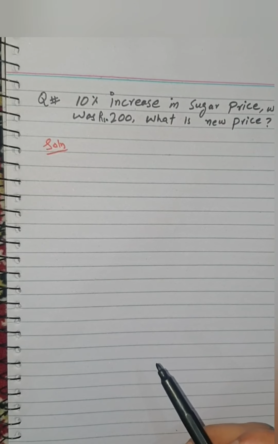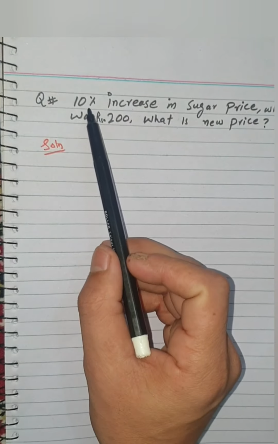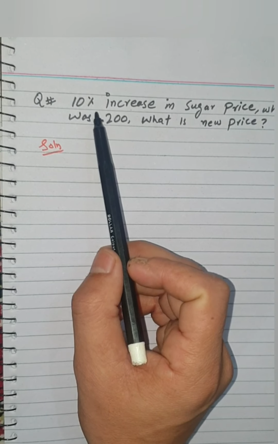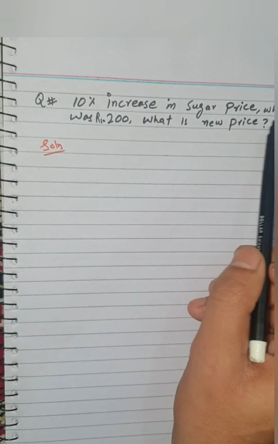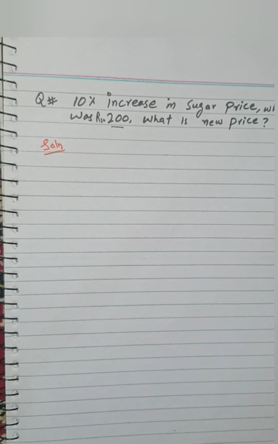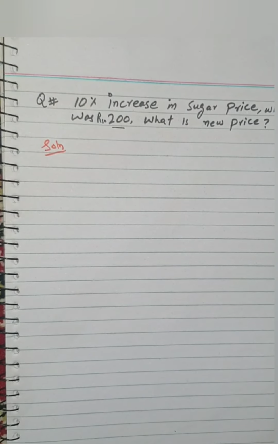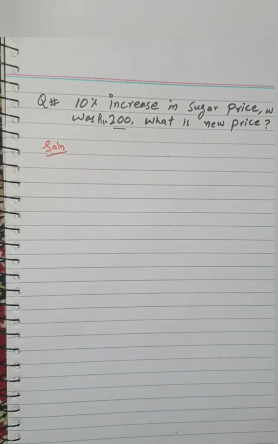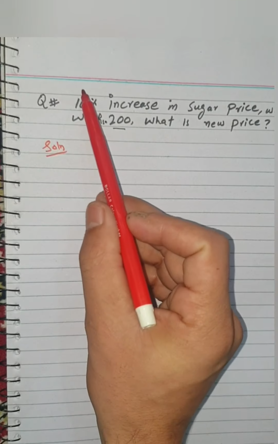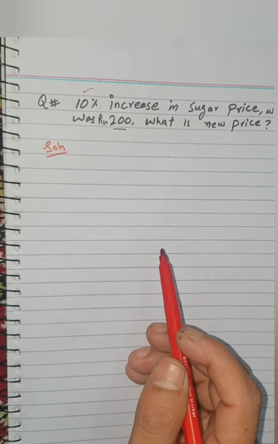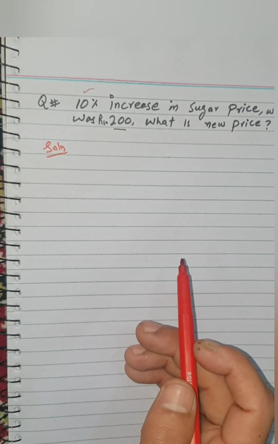So the new price of sugar should be Rs 180, as the price was decreased. Similarly, we have another question. The question is: a 10% increase in sugar price. The original price of sugar was Rs 200. What is the new price? In the previous question, the price was decreased by 10%, and in this question, the price was increased by 10%. So how to find the increased price? We will use a similar method as in the previous question.